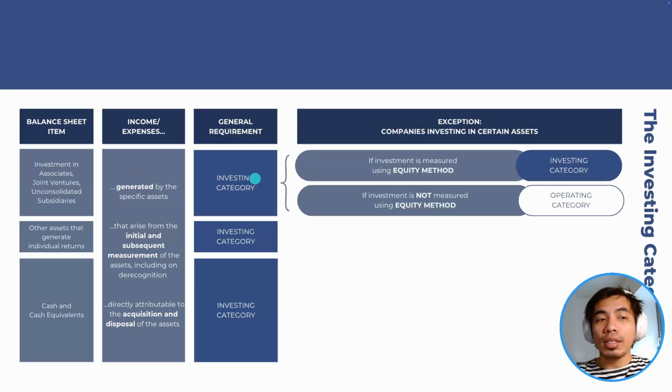If that investment is accounted for using the equity method, the income and expenses of that investment in associate or joint venture, because you have options under IAS 28, right? If you still chose the equity method for these types of investments, then it would still be the investing category. You will notice that there is actually no change between the general requirement and the exception.